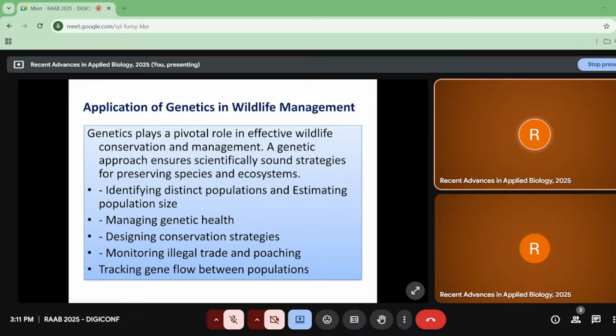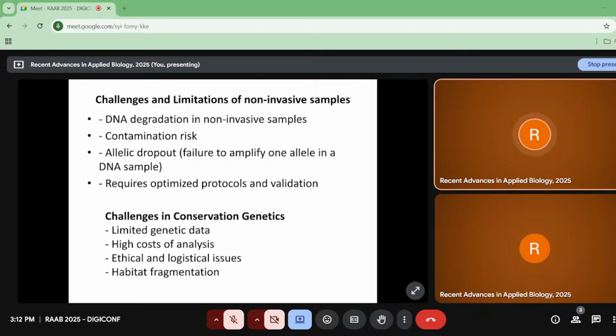So, application of genetics in wildlife management. This is a general topic, not my own work. General discussion that genetics plays a pivotal role in effective wildlife conservation and management. A genetic approach ensures scientifically sound strategies for preserving species and ecosystems. These are the points: identifying distinct populations, managing genetic health, designing conservation strategies, monitoring illegal trade and poaching, and tracking gene flow between populations. Then the next one is challenges and limitations of non-invasive samples.